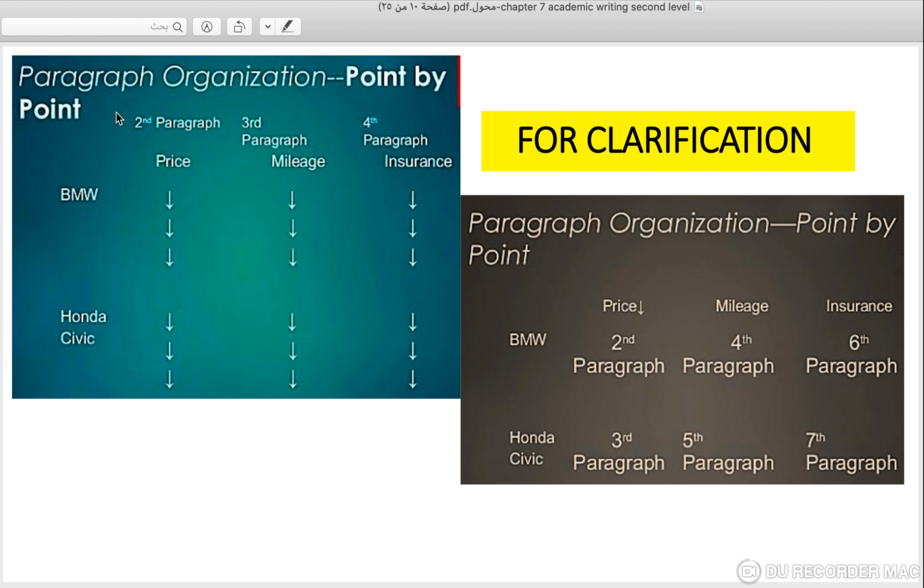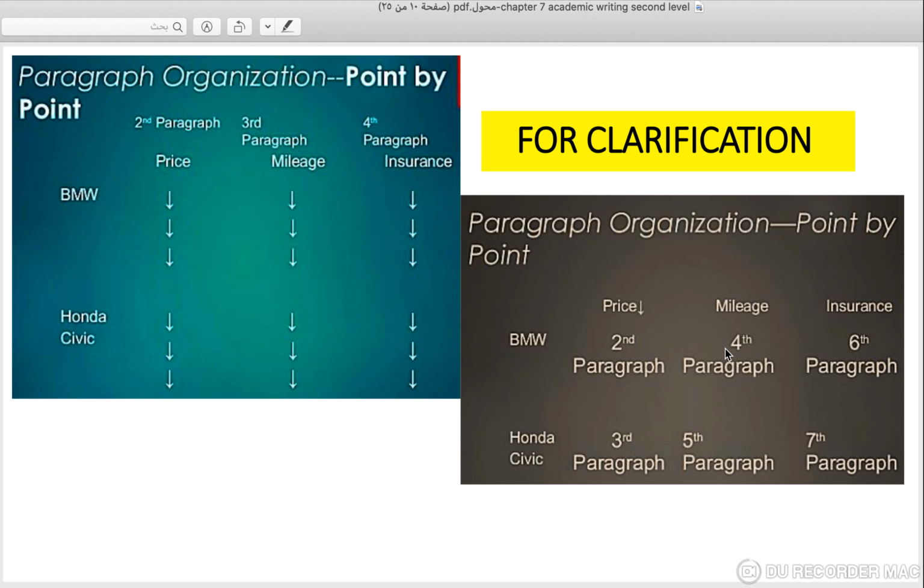paragraph organization point by point، مثلا راح نناقش أيضا من البرايس، الميلاج. فمثلا الباراجراف الأول راح يتكلم عن BMW، مثل الباراجراف الثاني. الباراجراف الثالث راح يتكلم عن هونداي سيفك. الباراجراف الرابع عن BMW. الباراجراف الخامس راح يتكلم عن الهونداي. بعدين الباراجراف السادس راح يتكلم عن BMW من ناحية التأمينات. وبعدين الباراجراف السابع أيضا يتكلم من ناحية التأمينات.